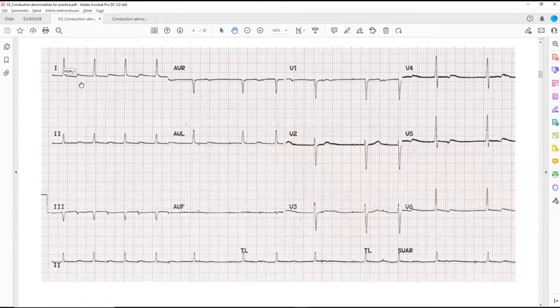Axis? AVF is equiphasic, and the one perpendicular to it is lead one, and lead one is positive, so it should be 0 degrees. Good. Now, the worst part of it.